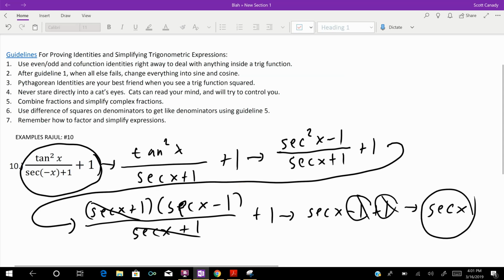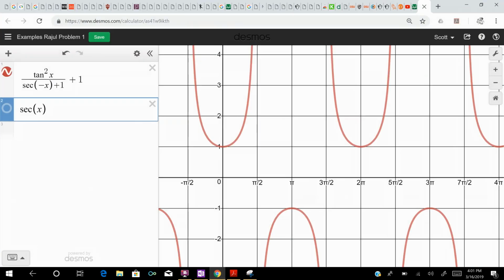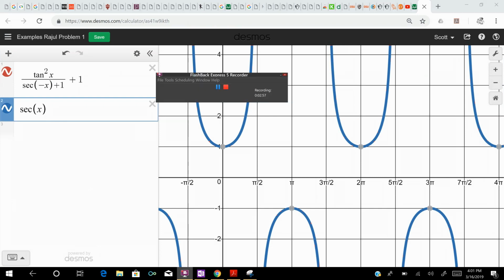Let's see if that's correct using Desmos. Okay, so as we can see right here, we've got our initial expression, tangent squared x over secant of negative x plus 1 plus 1. And we've also got secant of x, our answer on the bottom, and we just want to make sure that secant of x can cover that up. And it looks like it did. So it looks like we got the right answer. And that was examples Rajul, problem number 10.